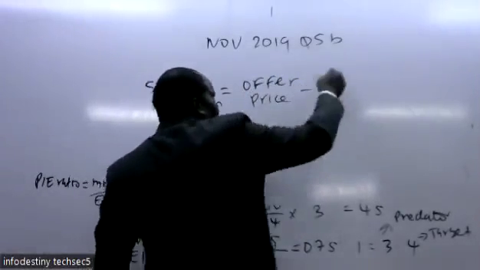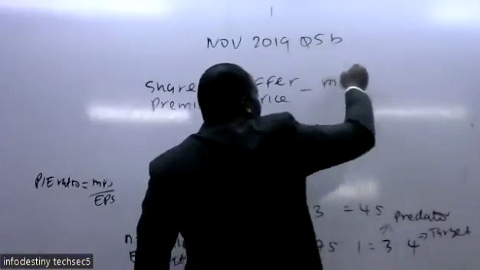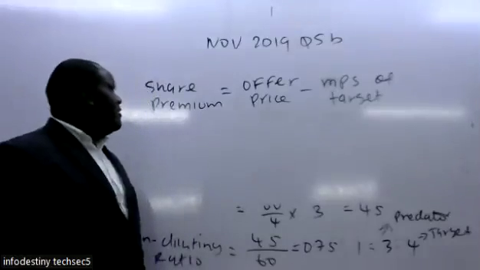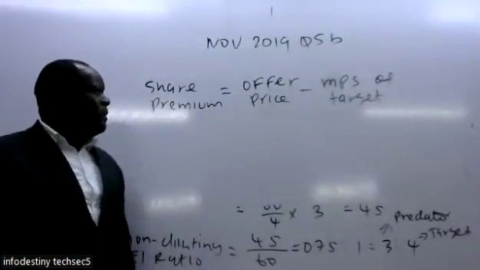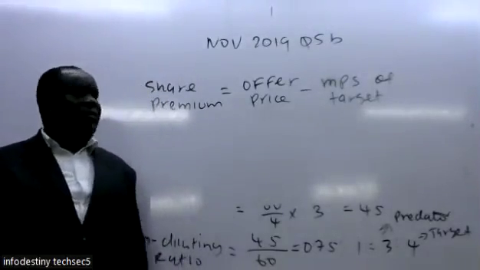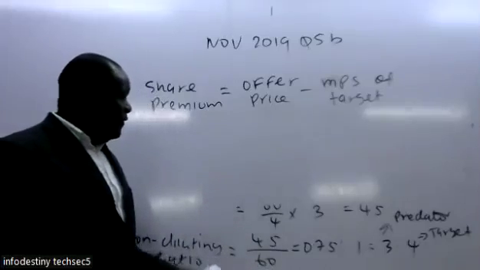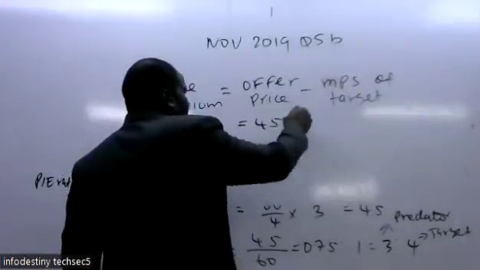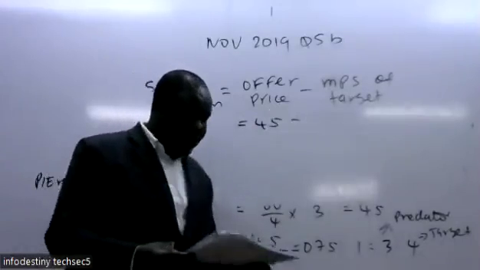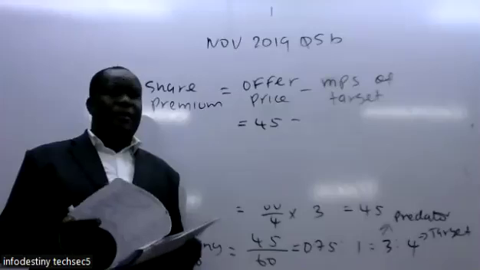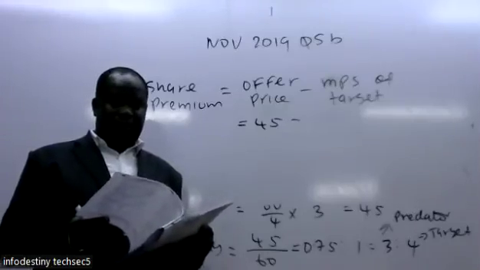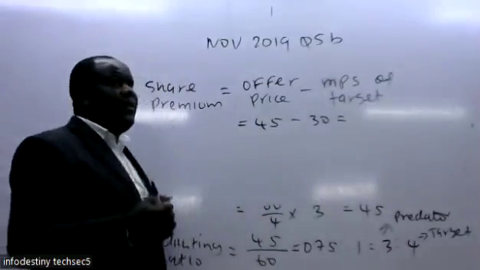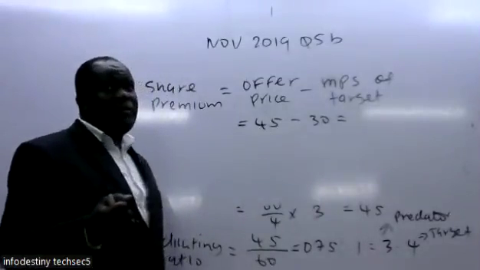Then we minus the market price per share of the target. So when we want to calculate the share premium, it is simply the offer price minus the market price per share of the target. The non-diluting offer price we had calculated was 45. Then we subtract the market price per share of the target. The target is B Limited. What are we given as the market price per share for B Limited? They gave us 30. So when we subtract, we come up with the share premium, which is 15.